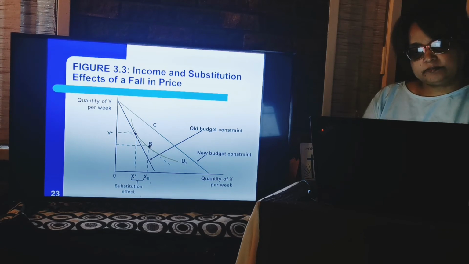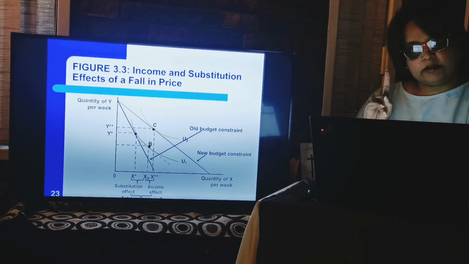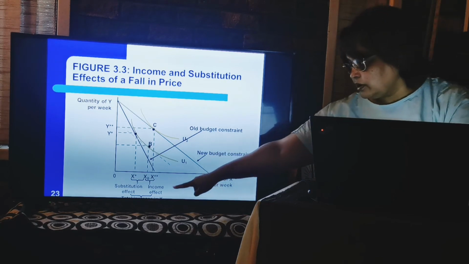Substitution effect. Income increase. Income increase. You'll have your income effect.